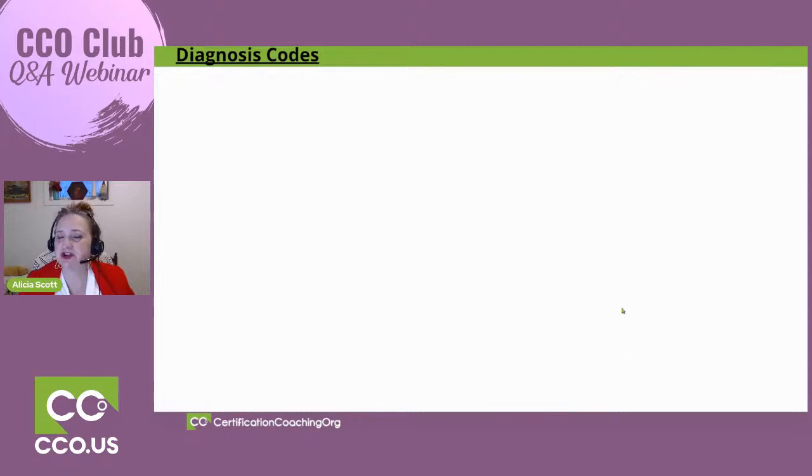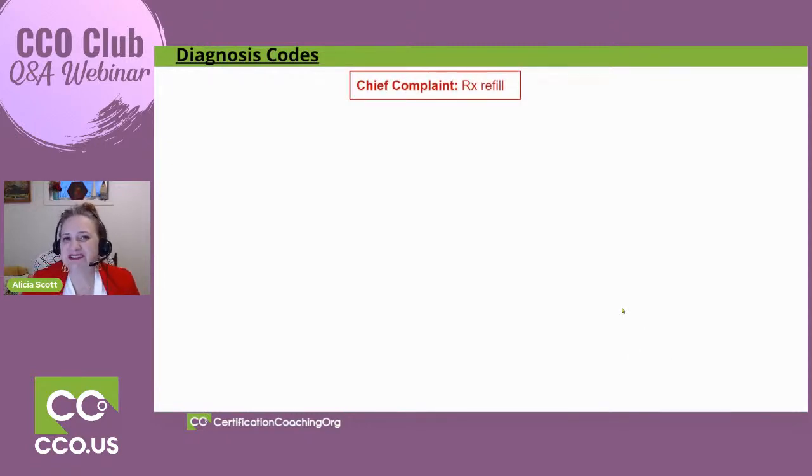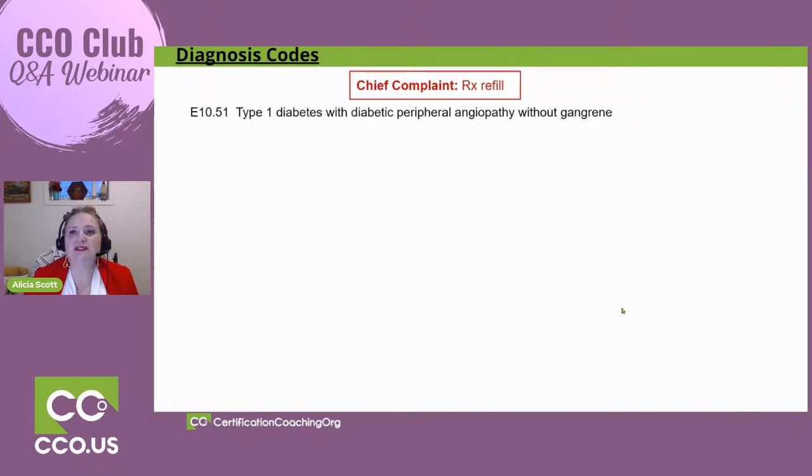All right, diagnosis codes, starting with the chief complaint. Already commented we didn't like that, right? So I put that in red. E10.51, because we have type 1 diabetes, that's the E10, and then we have diabetic peripheral angiopathy without gangrene. Whenever you have any type of diabetic skin problem, it's always going to ask you with or without gangrene. If it's got gangrene, then you're in for an amputation for that patient.